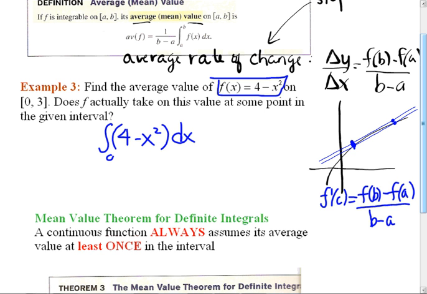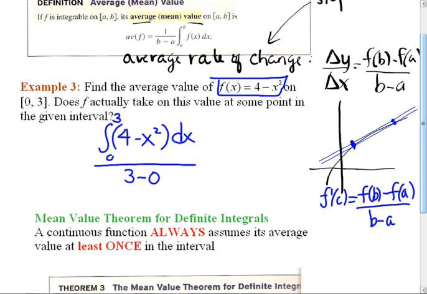0 to 3. And what I always forget to do when I find average value is divide by the width of the interval. By the way, you get a point for just recognizing this average value if you get the width of the interval right, generally speaking. This is over 3 minus 0.